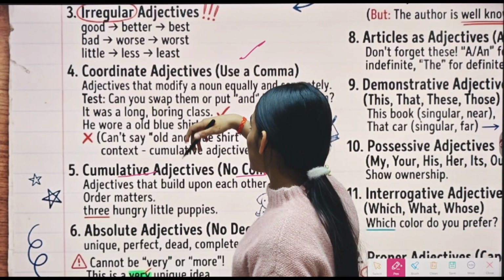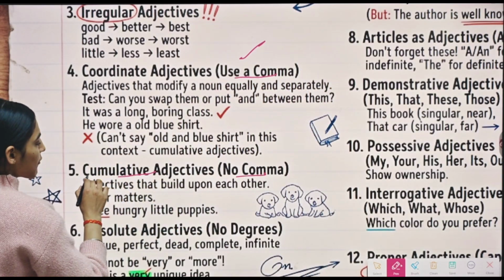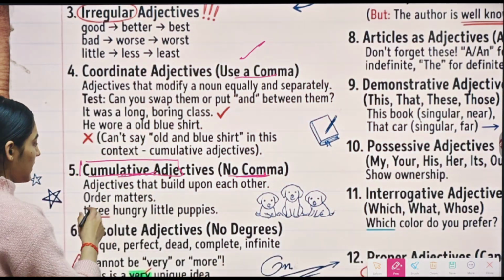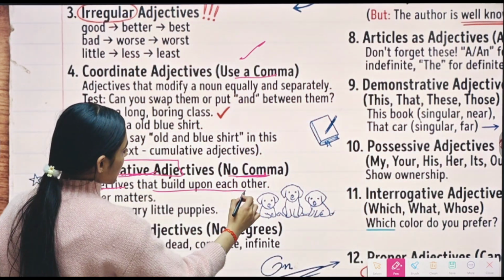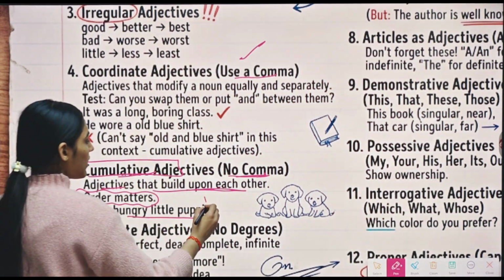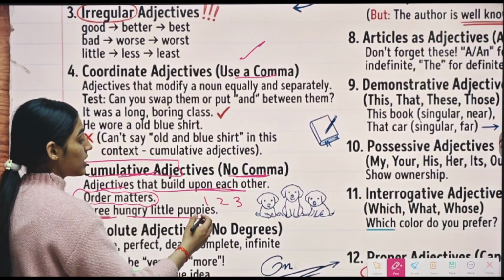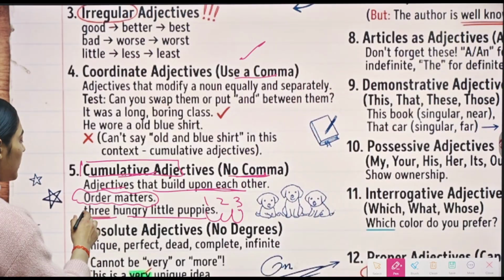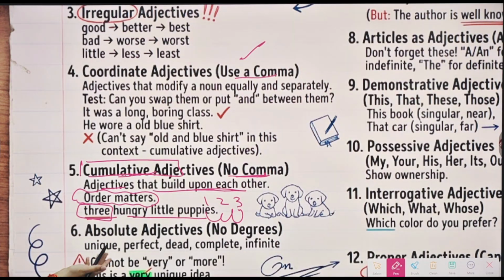Now let's see the fifth one, cumulative adjectives, no comma. First we have coordinate adjectives in which we use a comma. Then we have cumulative adjectives in which we cannot use a comma. No comma is there. These are adjectives that build upon each other. Order matters in that. 1, 2 and 3. We cannot say the first, second and third puppy is hungry. Instead of that we will directly say three hungry little puppies.